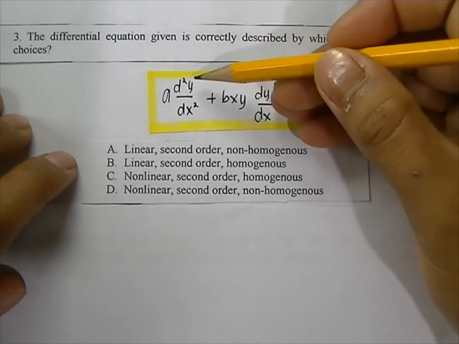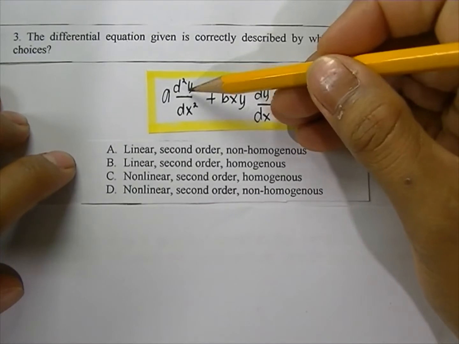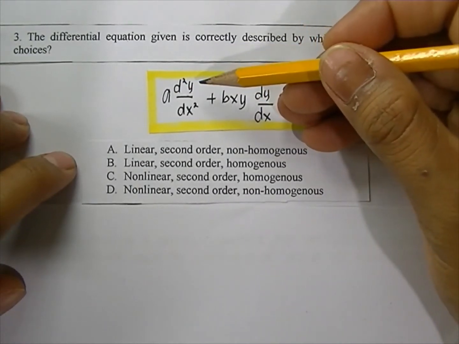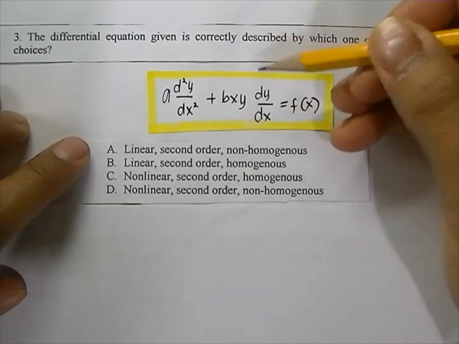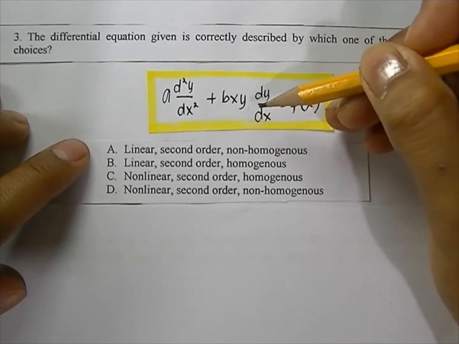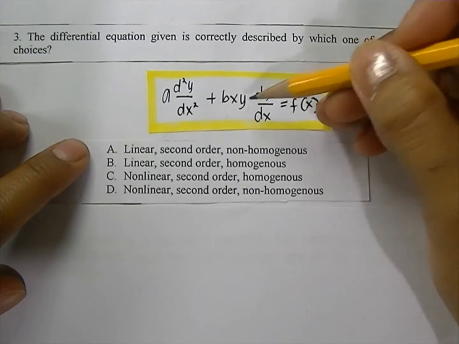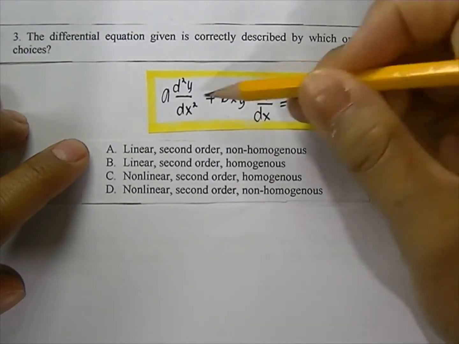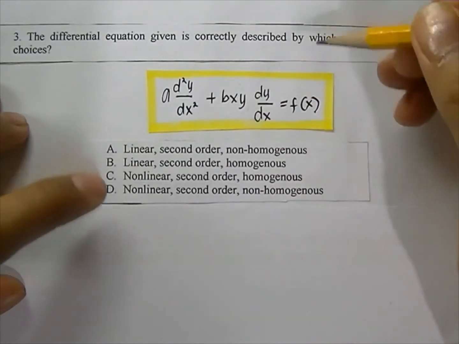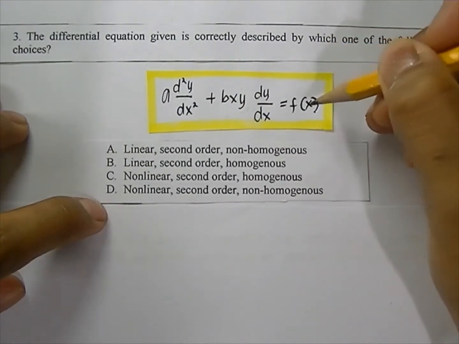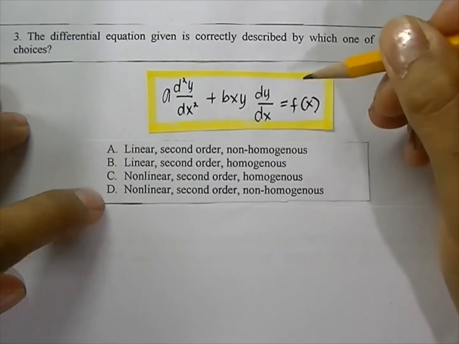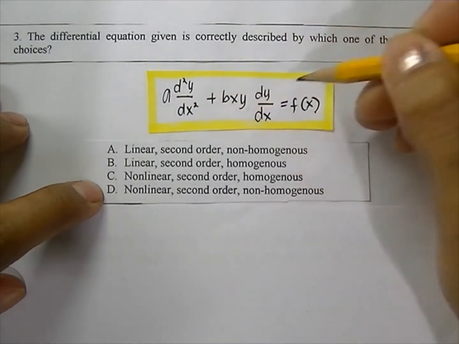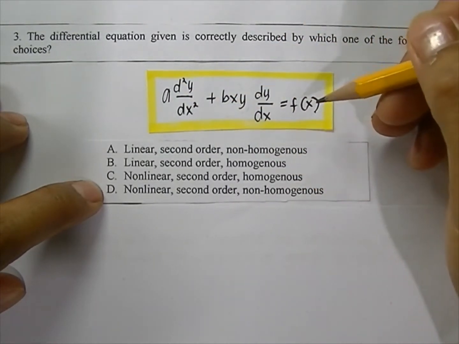So, since this differential equation has a second derivative, therefore, the differential equation is of second order. And since this term contains the dependent variable y, therefore, this equation is nonlinear. And since the forcing function f of x is implied to be non-zero, the differential equation is non-homogeneous.